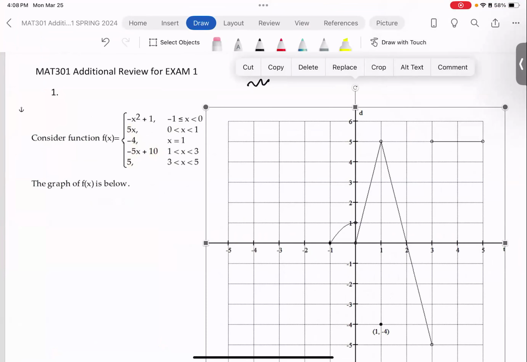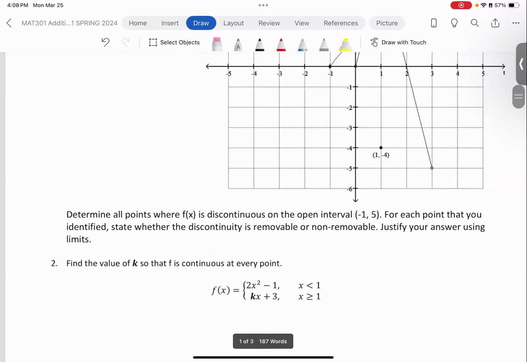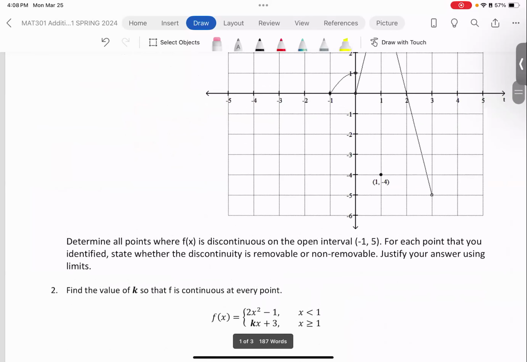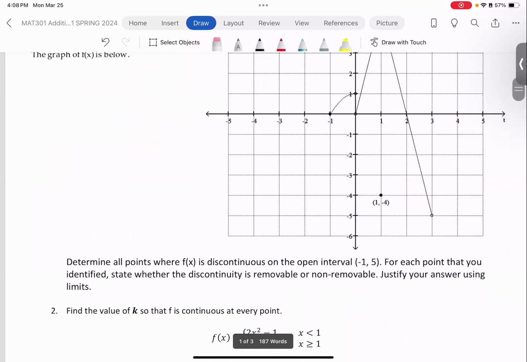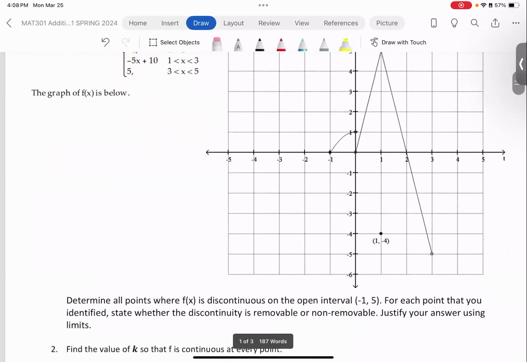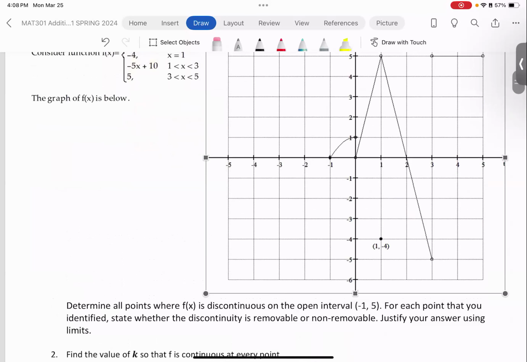Alrighty, so the first question is giving you a function that is defined piecewise, but more importantly, you're given a picture of it. And the picture has, how many pieces do we see? 1, 2, 3, 4, 5. So there are 5 different pieces. And let's see what the question is asking us to do. Determine all points where the graph is not continuous on the open interval -1 to 5, and also say whether the discontinuity is removable or not.